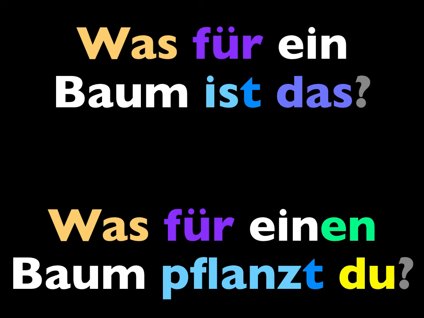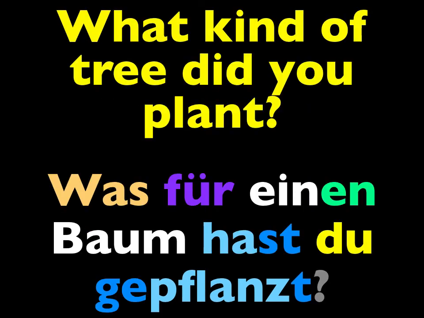The word für is a preposition that always takes the accusative case, except in the question, what kind of a blank is that? As in the first question. That's why it's was für ein Baum. But otherwise, für takes accusative case, which means ein masculine always becomes einen. Anyway, obviously the way to say what kind of tree did you plant in the past tense would be was für einen Baum hast du gepflanzt? Because again, Baum is still the direct object, so accusative case is needed again. Repeat that. Was für einen Baum hast du gepflanzt?